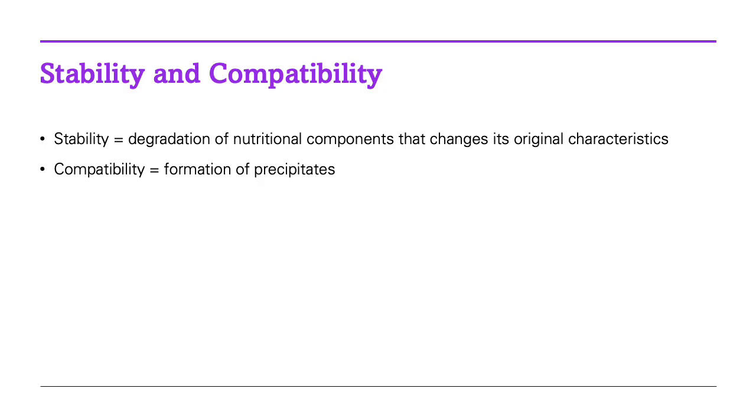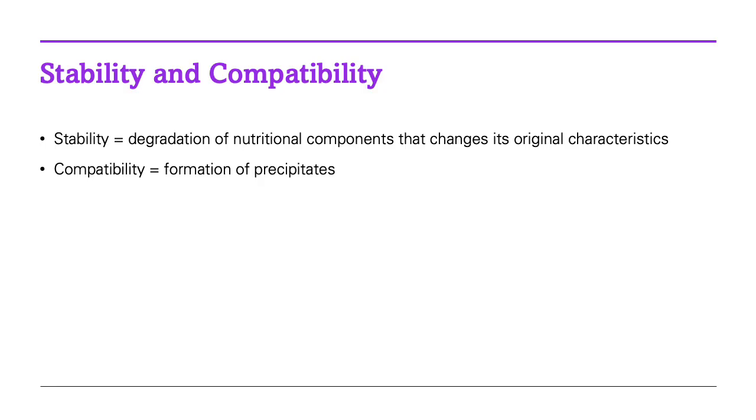Although stability and compatibility are terms that are often used interchangeably, a distinction exists between the two terms in reference to parenteral admixtures. So stability of PN formulation refers to the degradation of nutritional components that changes the original characteristics. A classic example is going to be the Maillard reaction. That occurs between IV dextrose and amino acids such as lysine, which results in a brownish discoloration of the final formulation. Stability may also refer to the ability of PN additives, including medications, to maintain their chemical integrity and their pharmacological activity in the mixture.